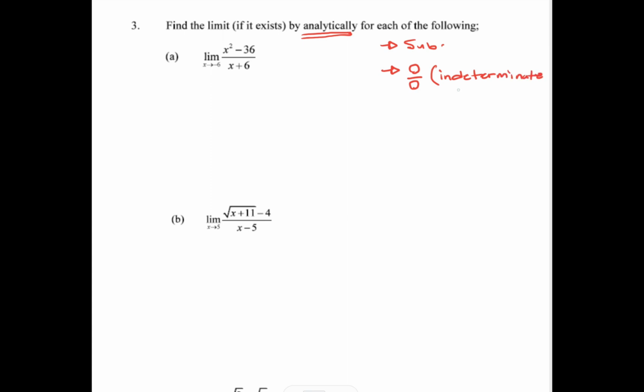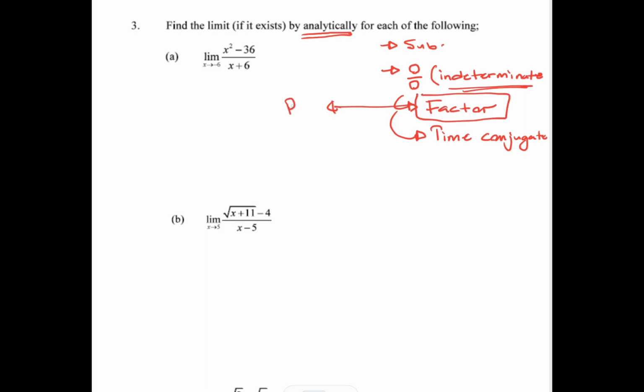If we get the answer in indeterminate form, we can solve by either factorization or times by conjugate. Factorization is used when we have a polynomial, and then times by conjugate is used when we have the function in terms of square root.